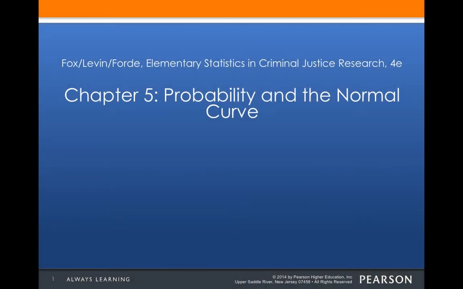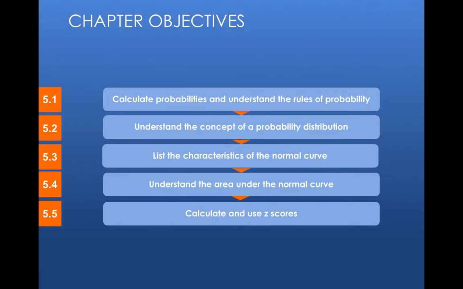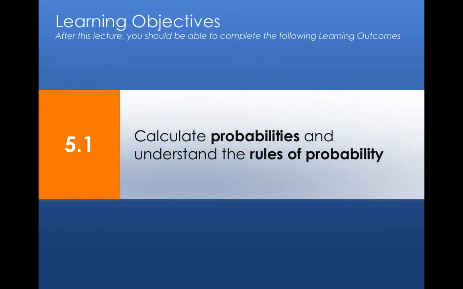All right, guys, in chapter 5, we're going to talk about probability and we're going to talk about the normal curve. So the first thing we're going to talk about is how do we calculate a probability and what are the rules of probability.